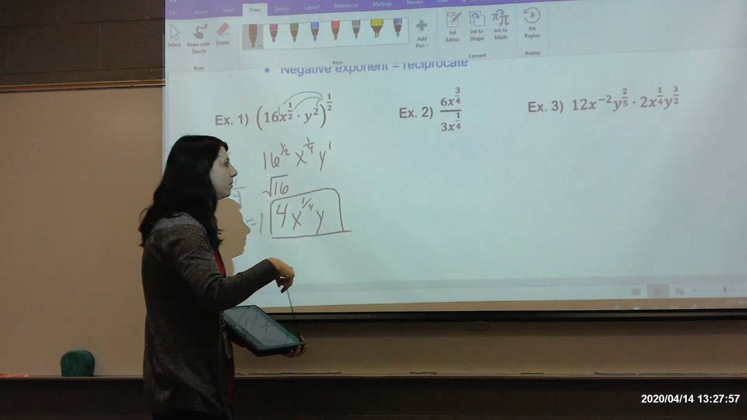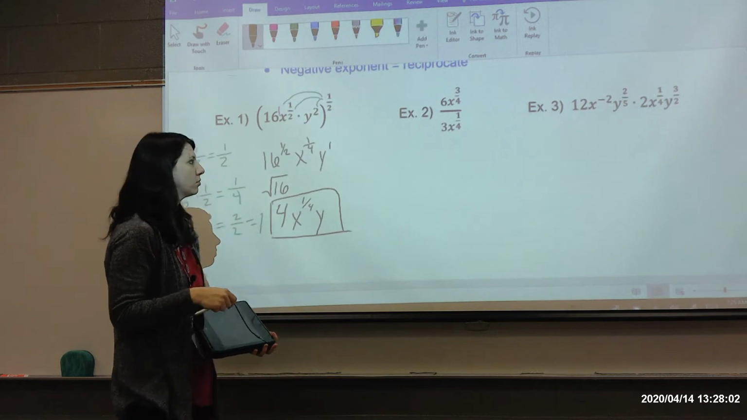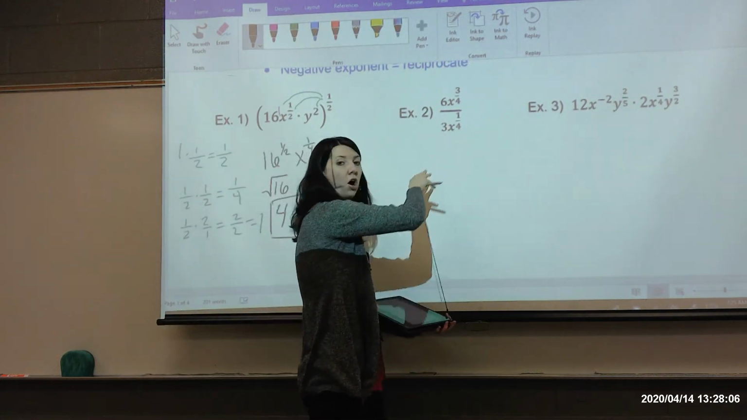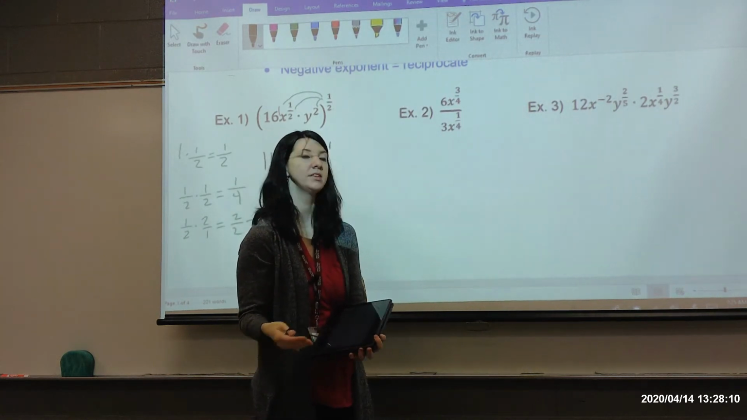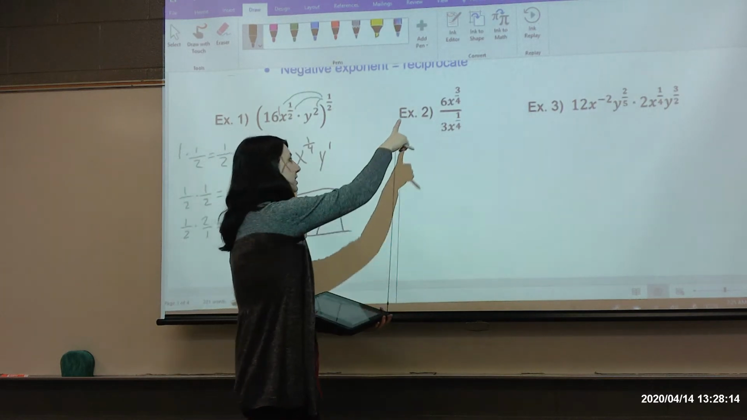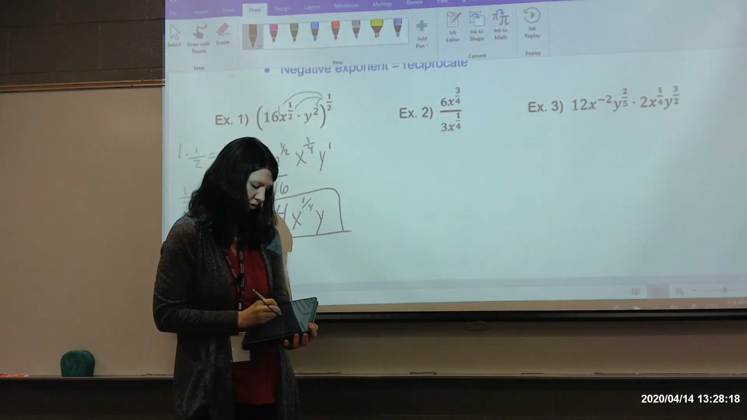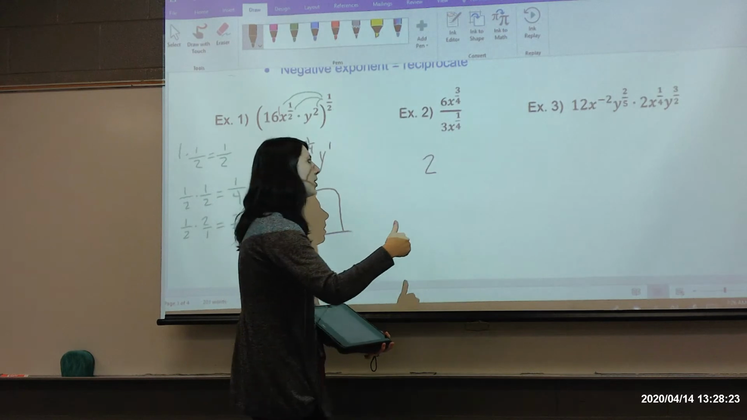So if we look at the second one, we have a division here. Okay? So we got to think about our rules for division. I want to caution you, 6 and 3 are not exponents. So do not apply your exponent rules to them. 6 and 3 are just coefficients. You're just going to treat them like regular numbers. 6 divided by 3 is 2. Okay? Now we're looking at our exponents.